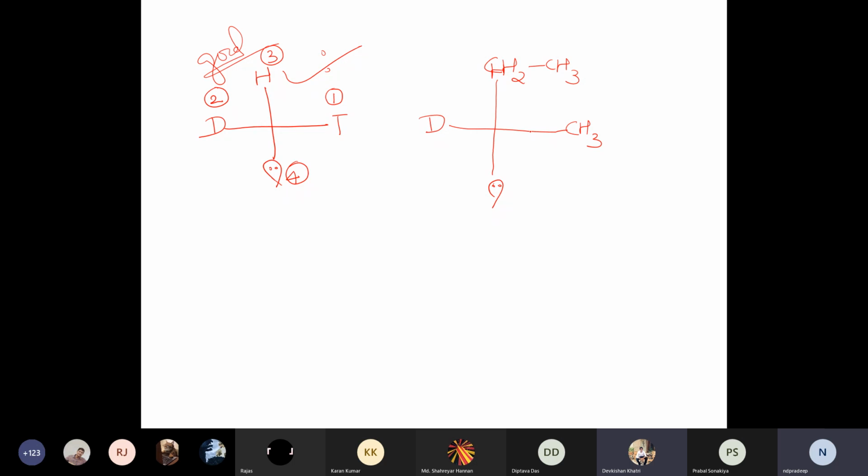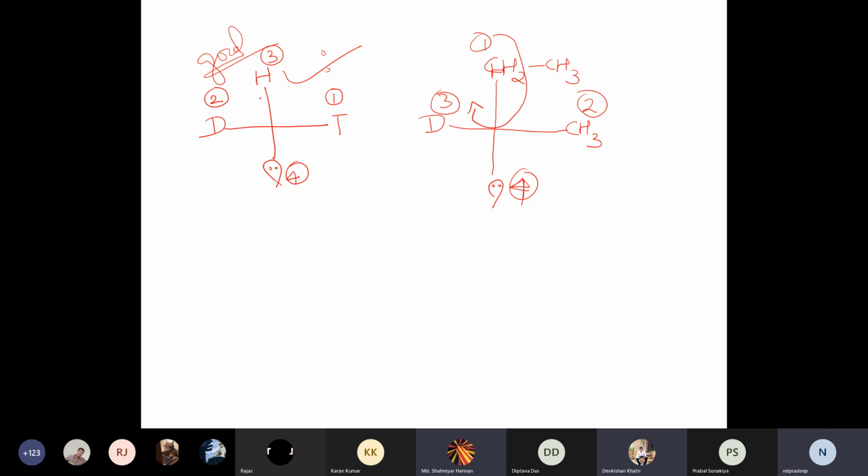Now, can we number it? Sir, ethyl will be 1, methyl will be 2, and deuterium will be 3, with the lone pair as 4. Is my numbering right? Yes, sir. Now what should the direction be? It should be this direction, clockwise. Can you please explain why the first one isn't chiral?